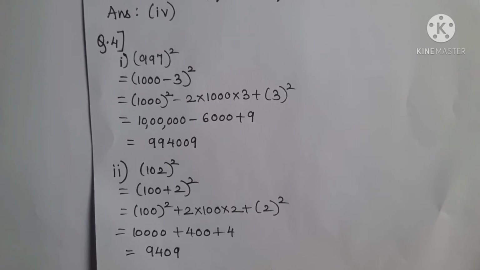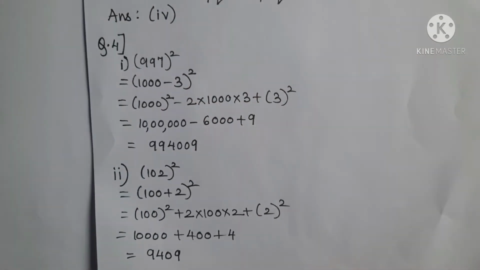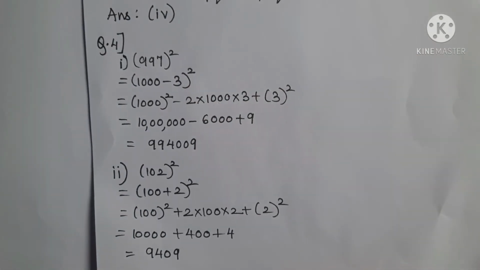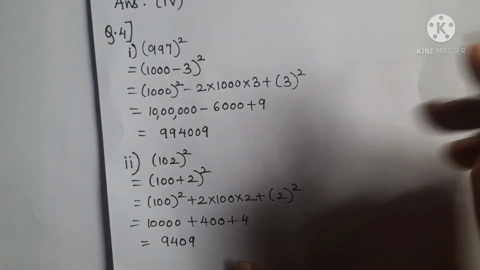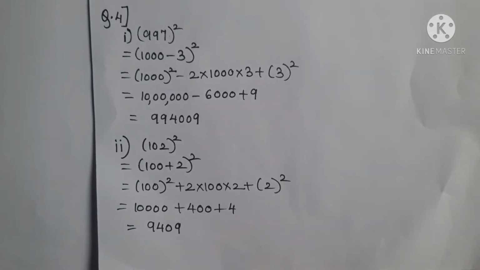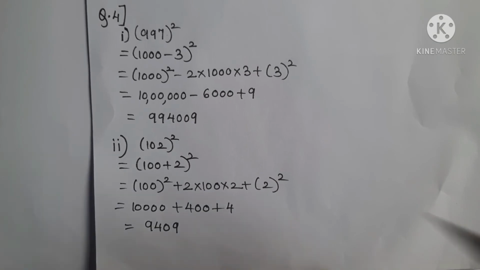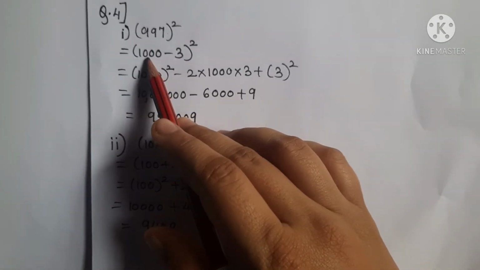So now let us see the other way to find the square. Whenever you take the number, see that it should be a multiple of 10. That means 997 is close to 1000, right? And 1000 is a multiple of 10. You can take 50, 100, then 200. Like this you can take. So now 997 is close to 1000.